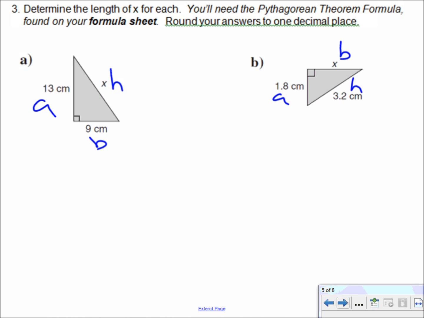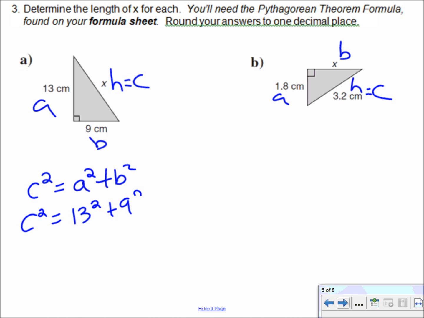So, this one is very nice because we're solving for the hypotenuse. You put an H there. So, we use C squared equals A squared plus B squared. And we're good to go. C squared is equal to 13 squared plus 9 squared. So 13 to the exponent 2 plus 9 to the exponent 2, I get 250.